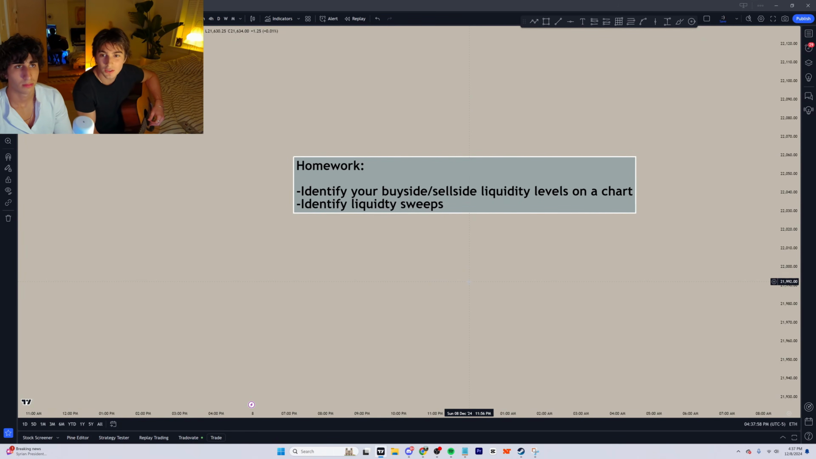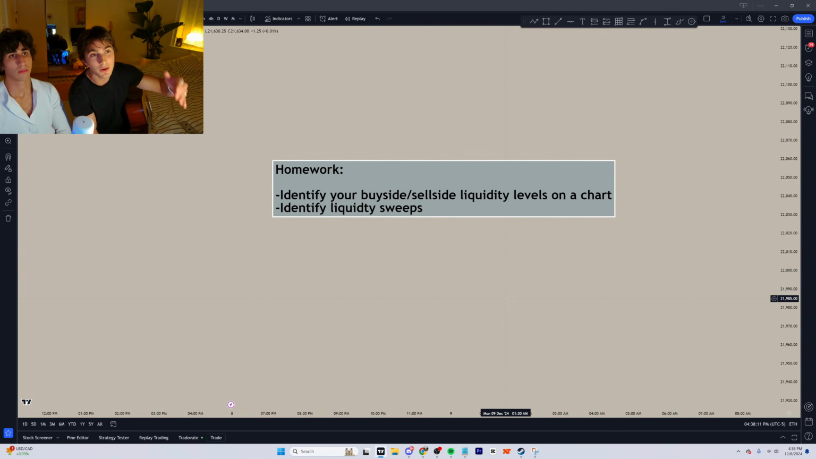And now for your homework after that lovely song on liquidity, we're going to give you 2 assignments. First being identify simply buy side and sell side liquidity levels on the chart, and then also identify liquidity sweeps. So first find out where these swing highs and swing lows are being created, and then when price goes ahead and takes them, and try to start noticing how price reacts off of these liquidity levels.